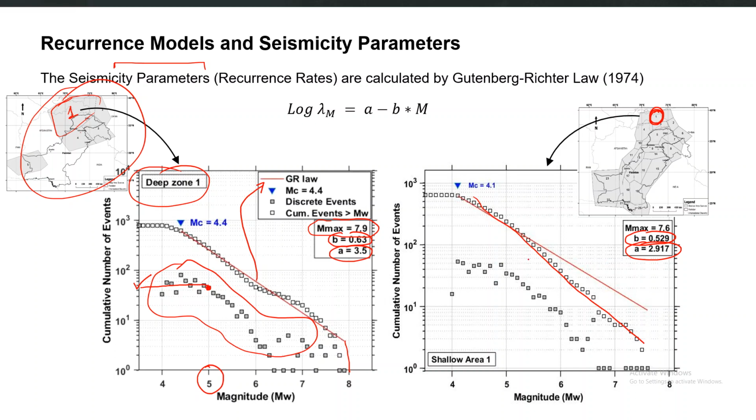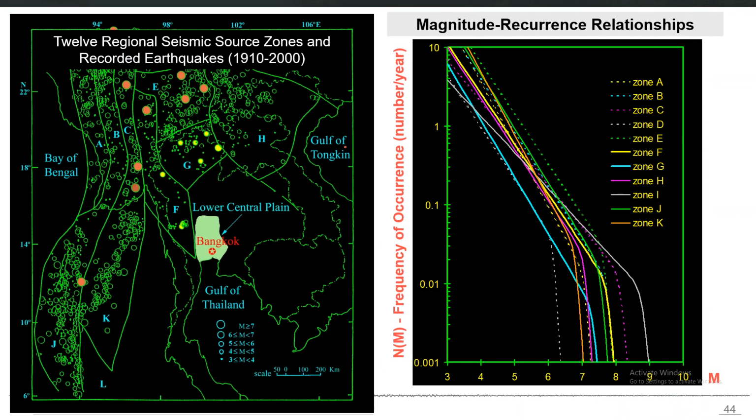This has to be repeated for each and every seismic source. It can be an area source as well as a fault source. Another example is from the PSHA of Thailand. All of these A, B, C are area sources, and for each zone A, B, C you have this magnitude recurrence relationship. On the y-axis you have the frequency of occurrence, number per year. In fact, it is a log scale, so it is log of N of M on the y-axis, and on the x-axis you have the magnitude.